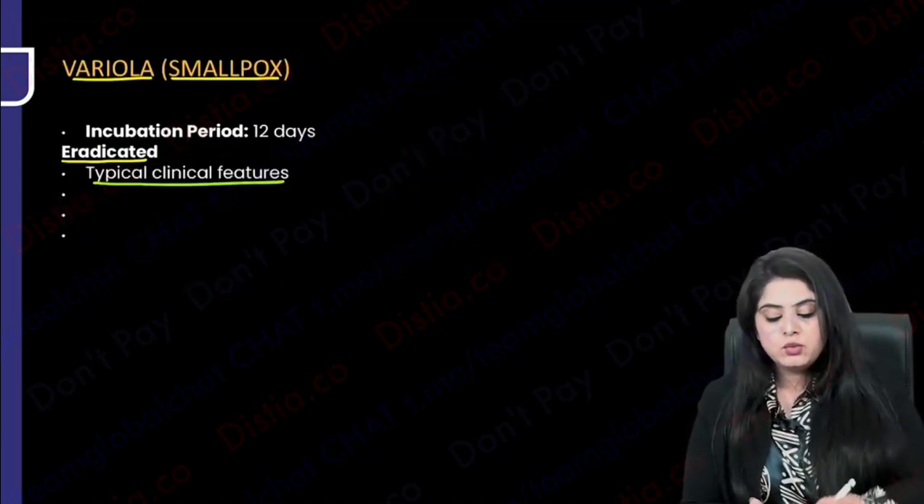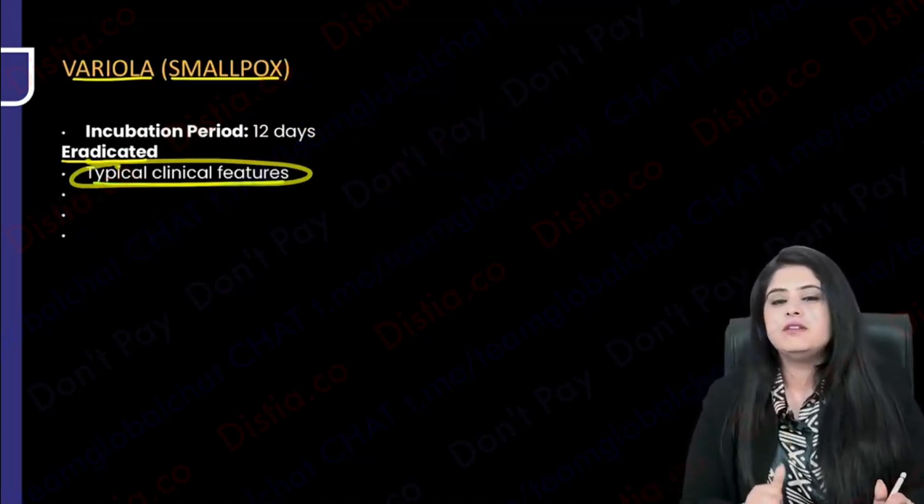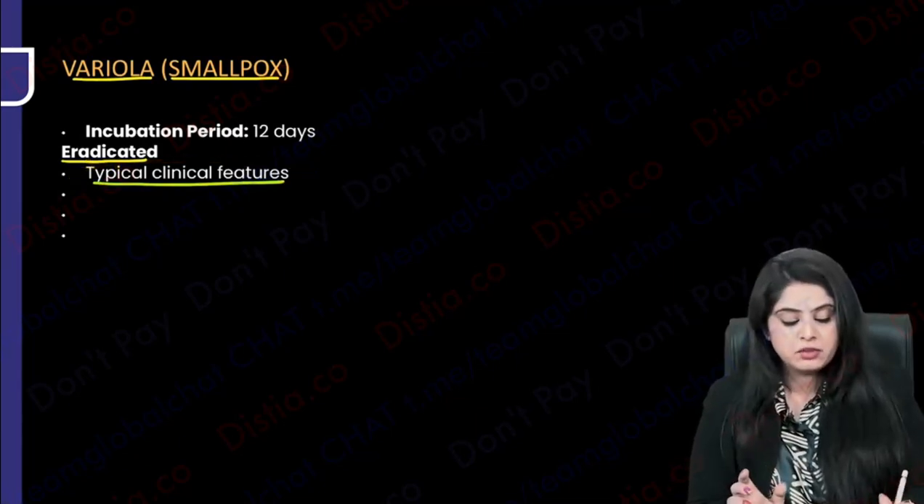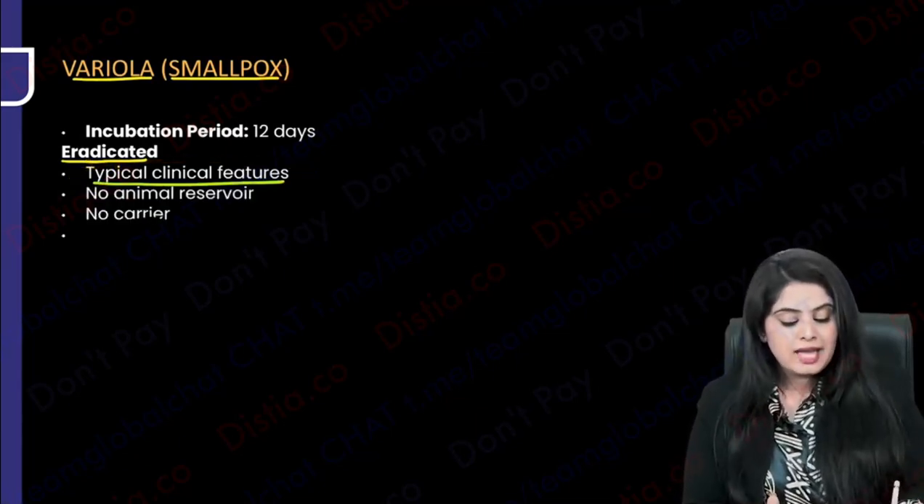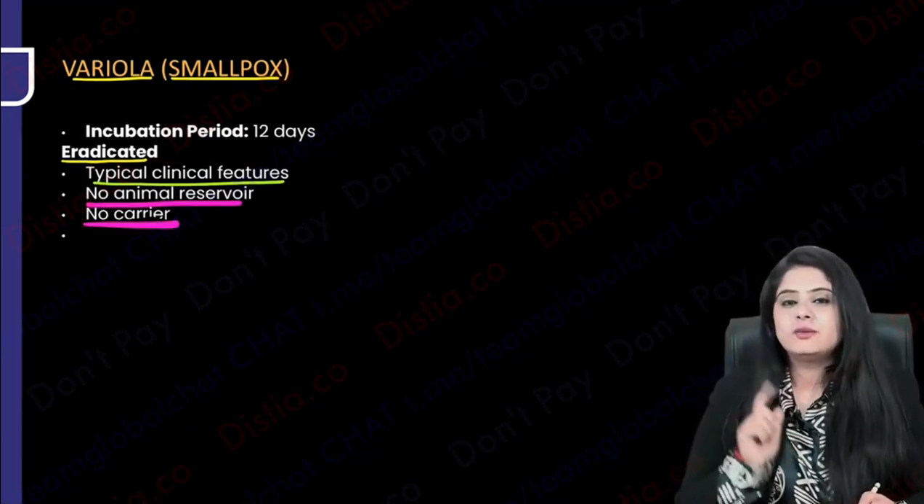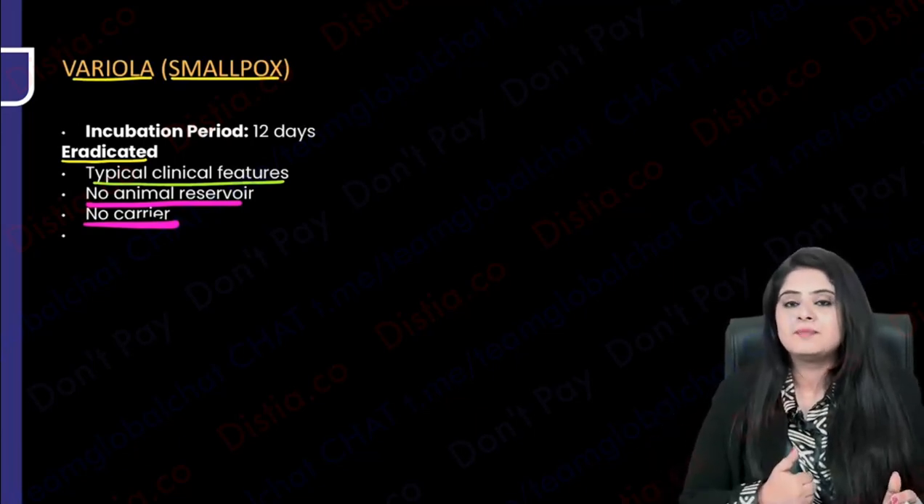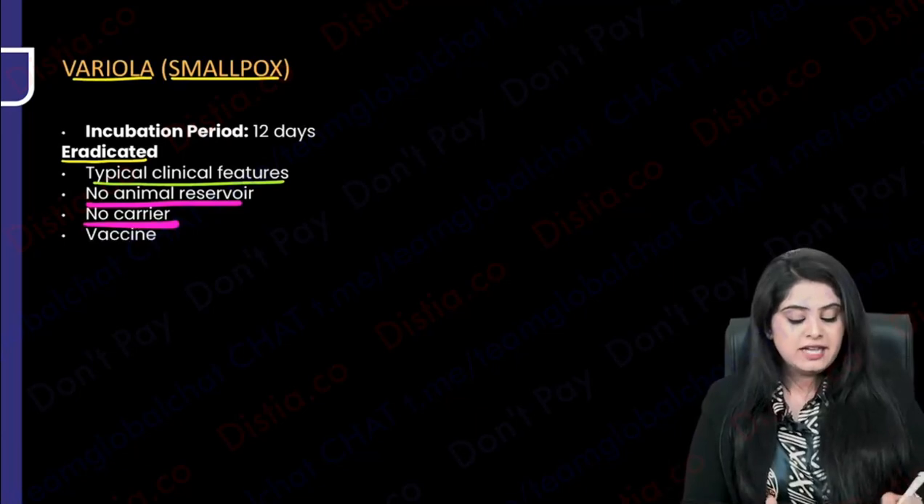Okay, so the reason was that there were such typical clinical features that I could pick up the patients very, very easily. The patients were not being missed out. Secondly, there was no animal reservoir, there was no carrier. In humans also, there was no one carrying it. So once it got eliminated, there was no chance of coming back. And finally, of course, we had a vaccine.